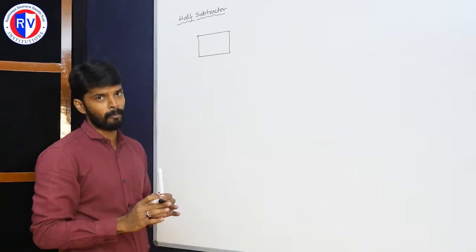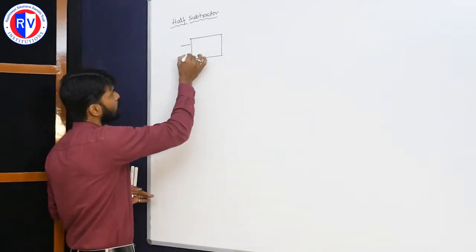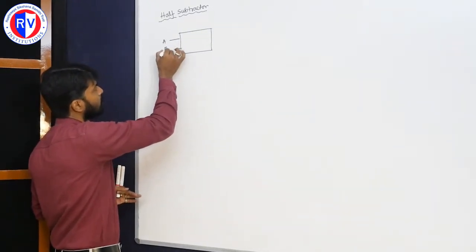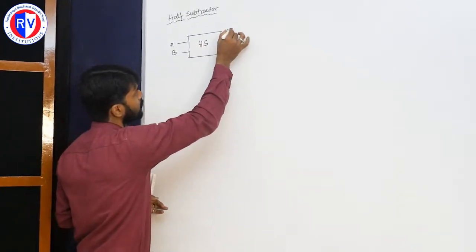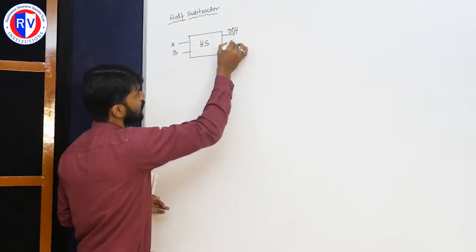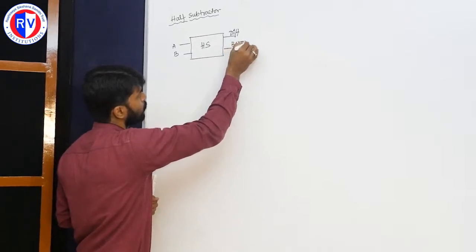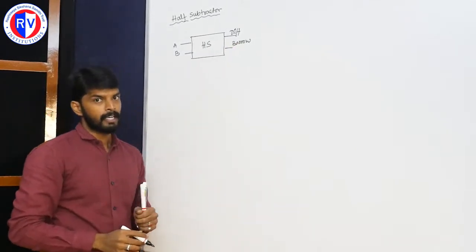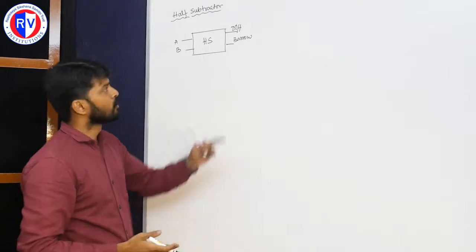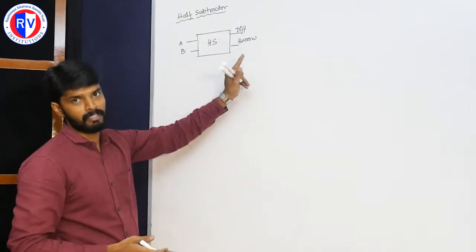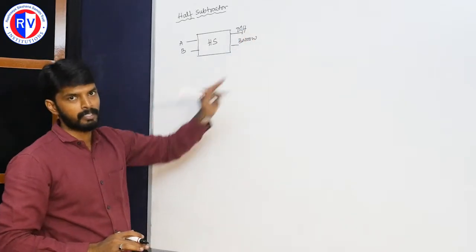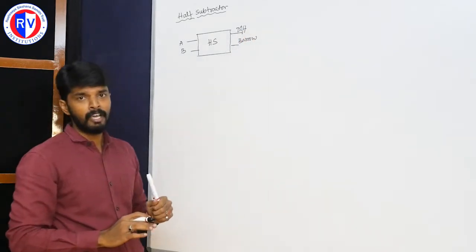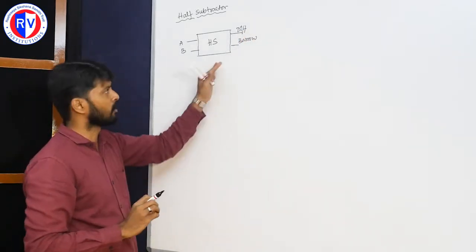What is there in the problem? In this problem, it has two inputs A and B. Using the half subtractor, I am getting the difference as well as the borrow. These are the two outputs. In case of addition, one is the sum and the other is the carry. In case of subtraction, one is the difference, the other is the borrow. According to the problem definition, I have written the block diagram.